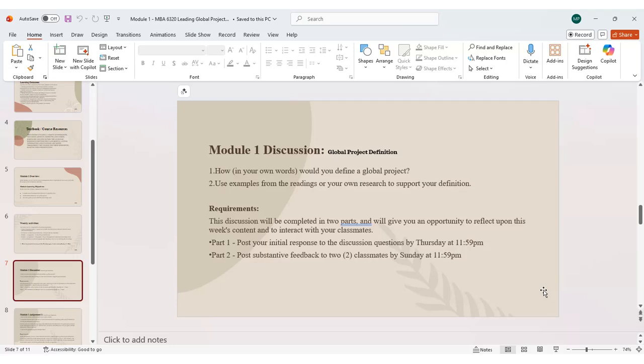So in summary, what we're trying to say here is global projects are distinguished not just by their geographic scope, but by the increased complexity in communication, coordination, cultural understanding, and risk management that comes with operating across international boundaries. So again, it's very, very different working on an international project versus a U.S. or domestic project.